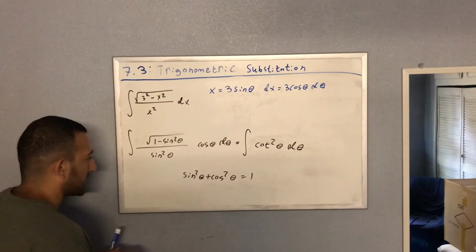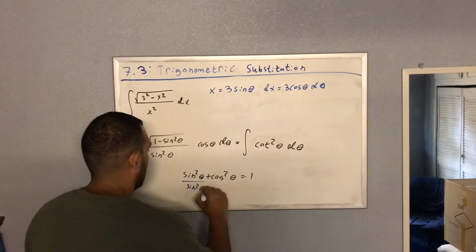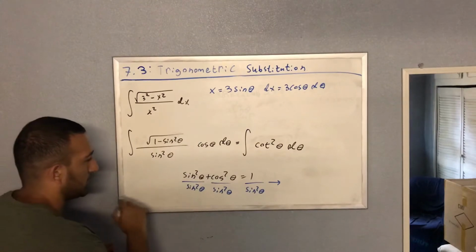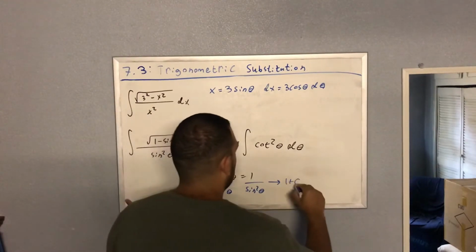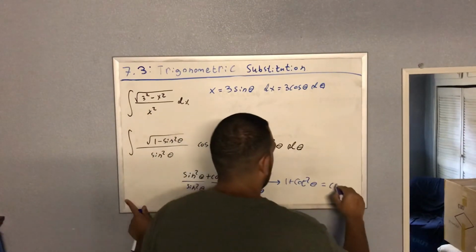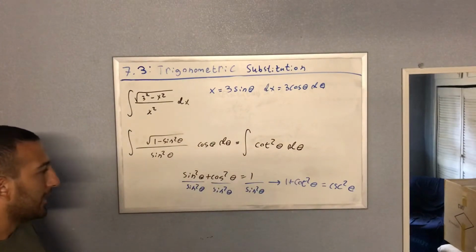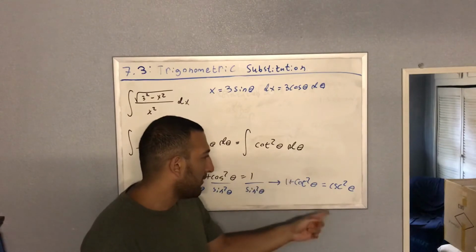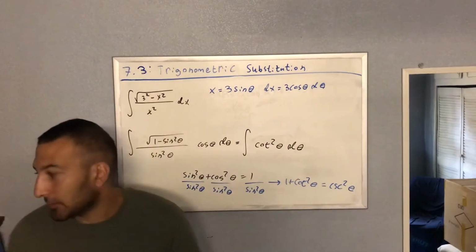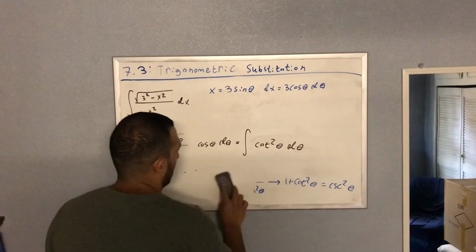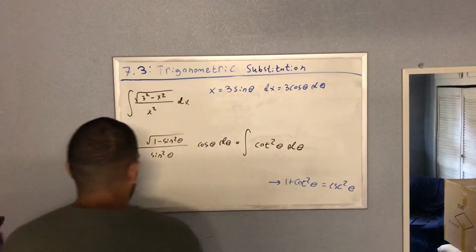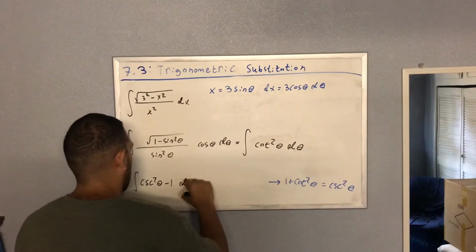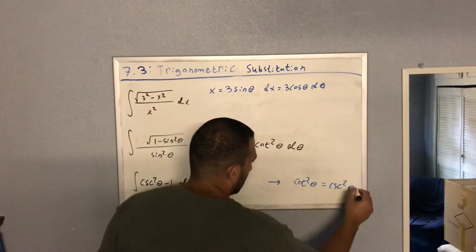Now, if we divide everything by sine squared, we get this over that is just 1. And then cosine squared over sine squared is cotangent squared. And then 1 over sine squared is cosecant squared. And that's really nice because now we have a relationship between cotangent squared and cosecant squared. We can see that cotangent squared is cosecant squared minus 1. And so we're going to make that substitution. We're going to replace cotangent squared with cosecant squared minus 1. Because if you subtract the 1 to the other side, you get this.